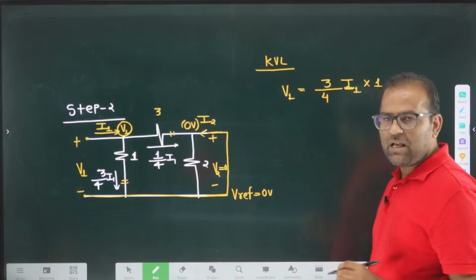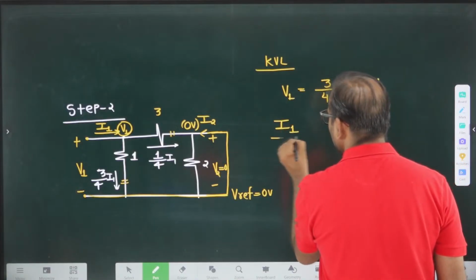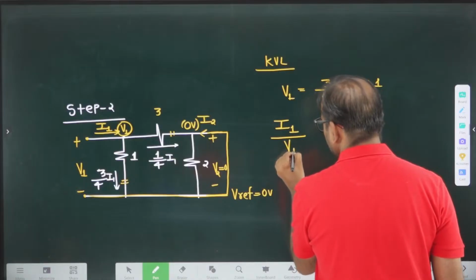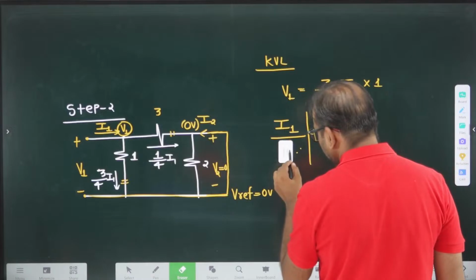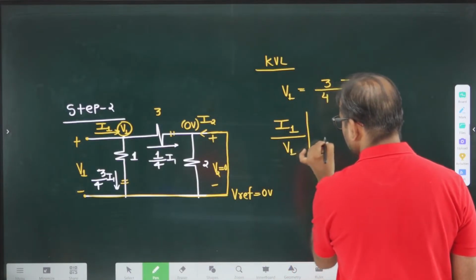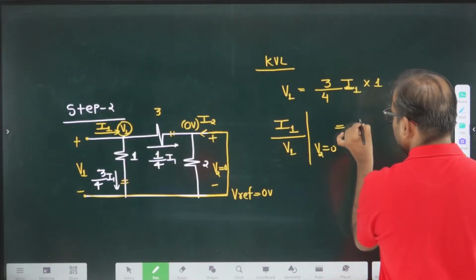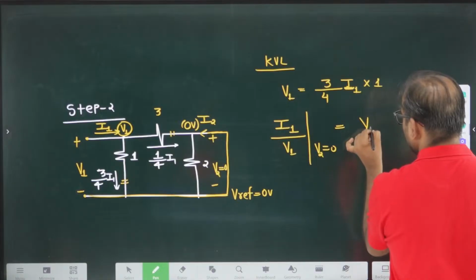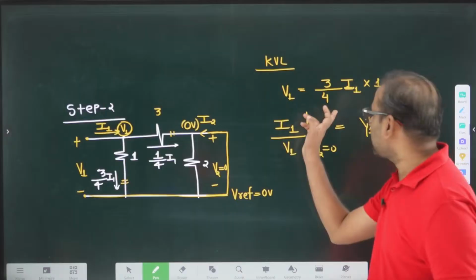But we are interested in the ratio I1 by V1. So I1 divided by V1 ratio, that current I1 divided by V1 ratio, by making V2 equal to 0. This parameter is known as Y11. And what will be the value of Y11 here? 4/3.